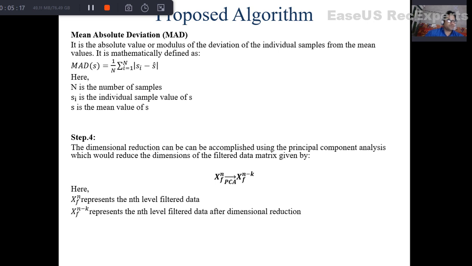Step number 4, we apply PCA. PCA is principal component analysis. PCA is nothing but a dimension reduction tool. It will remove the repeated values of the data, and PCA again is a very effective tool.